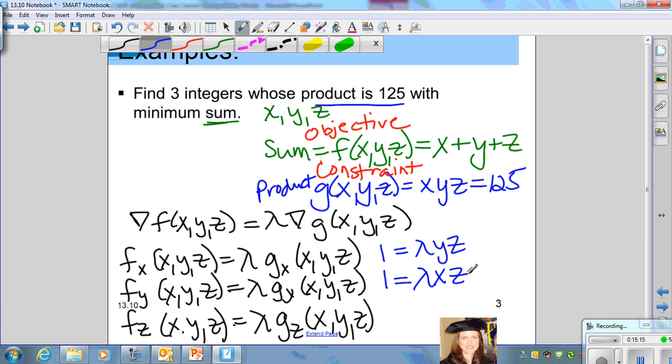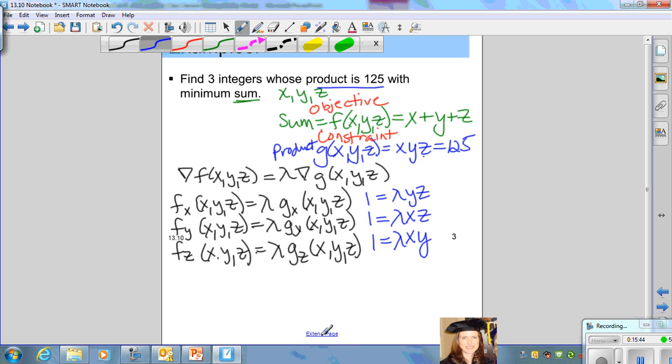And then the partial derivative with respect to z, the derivative here with respect to z is 1, and that is going to equal a multiple lambda times the partial derivative with respect to z. Treat z as the variable and x and y as constants. So we have these 3 equations as well as our constraint equation. So we have 4 equations with 4 unknowns. So we have these 3 equations as well as the equation x times y times z has to equal 125.